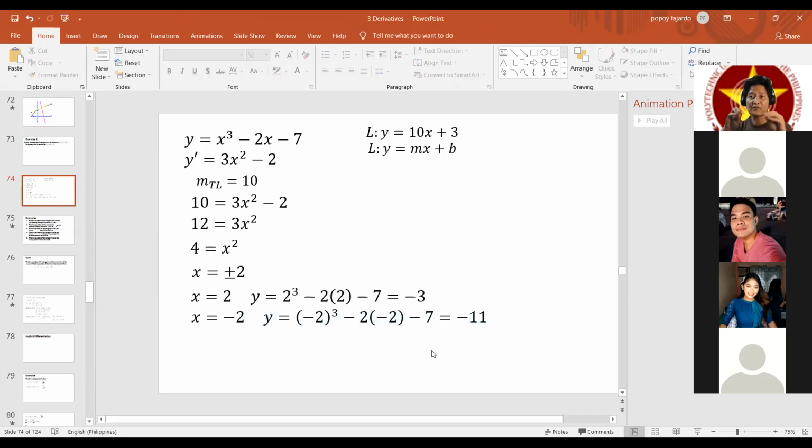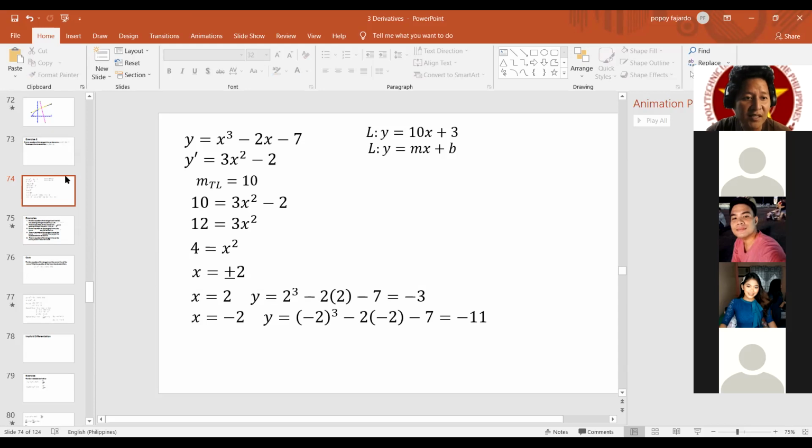So dalawa yung point of tangency natin ngayon. Kumpara kanina na isa lang yung point of tangency natin, ngayon naging dalawa kasi dalawa yung possible values of x. So dahil dalawa yung possible values of x, dalawa din yung magiging point of tangencies natin, dalawa din yung isosolve nating equation ng tangent line. And how are you going to do that?